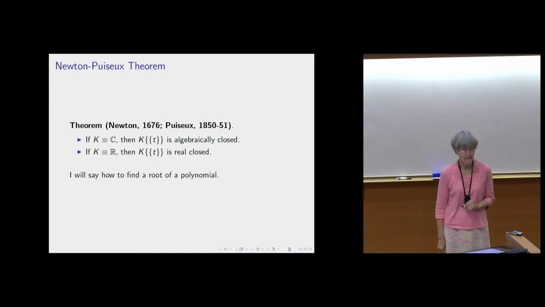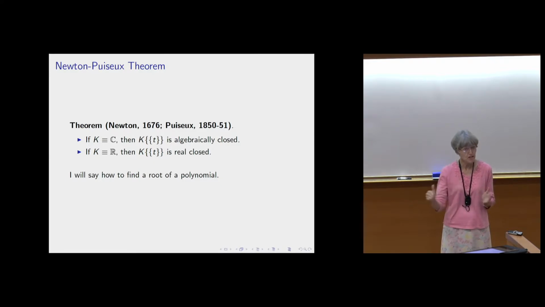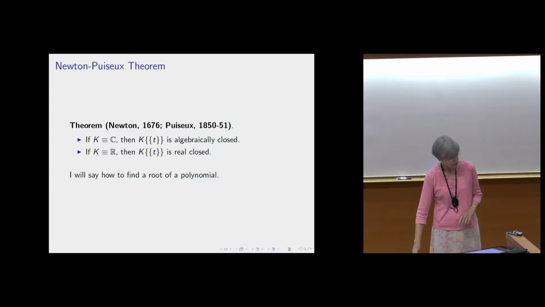There's a theorem that really goes back to Newton, who looked at Puiseux series and saw that if we took an algebraically closed field of characteristic zero, then the resulting field of Puiseux series would be algebraically closed also. And if we took a field that was real closed, then the resulting field of Puiseux series would be real closed. So this means we've got roots of lots of polynomials. What I want to focus on is how to find these roots, the way Newton did it.